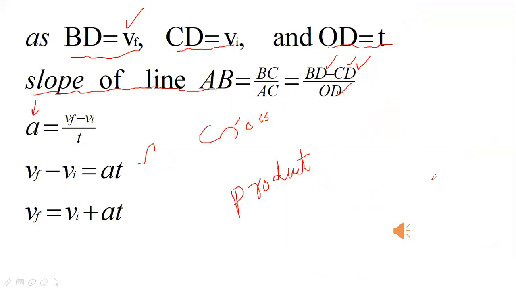So the slope of line AB is equal to BC divided by AC. The ratio of perpendicular to the base will give you the acceleration. The more the perpendicular, the more the acceleration. The more the base, the less the acceleration. So these are mathematical terminologies. BC is equal to BD minus CD. You can check that this distance is equal to the difference of these two from the diagram. And AC is equal to OD, also mentioned in the diagram, used for the time axis. So this is the first equation of motion.